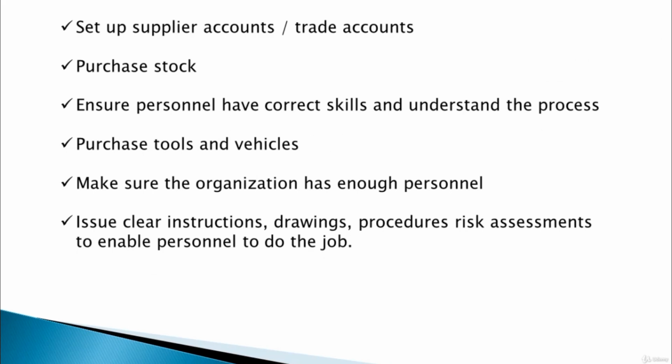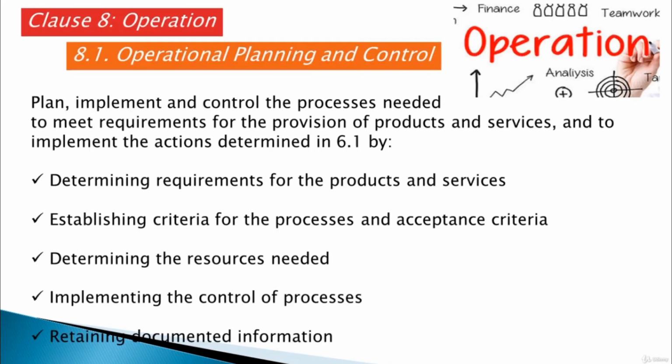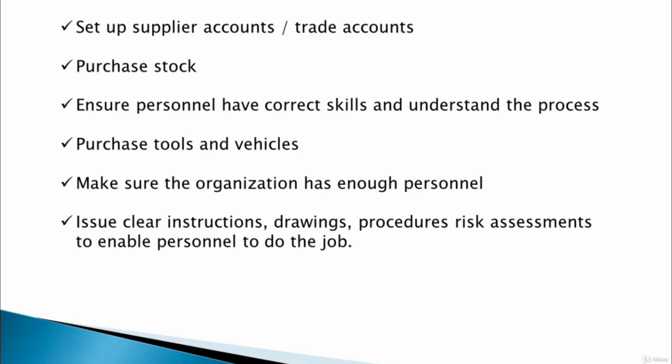If you want to take a few examples of how to work by these actions, we can name a few examples, like setting up supplier accounts or trade accounts, or purchasing stock to have a stock in your organization, and ensuring personnel have correct skills and competence, and of course understand the process that they will work on, and of course purchasing tools and vehicles, basically purchasing the equipment and tools, and making sure that the organization has enough personnel for the specific tasks, and of course issuing clear instructions, drawings, procedures and risk assessments to enable personnel to do their jobs.